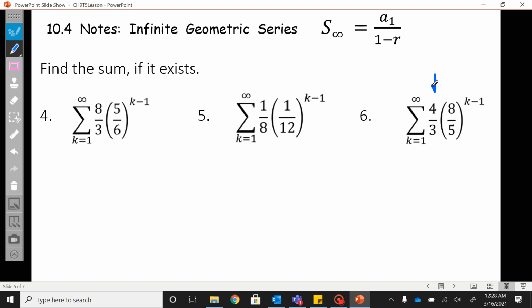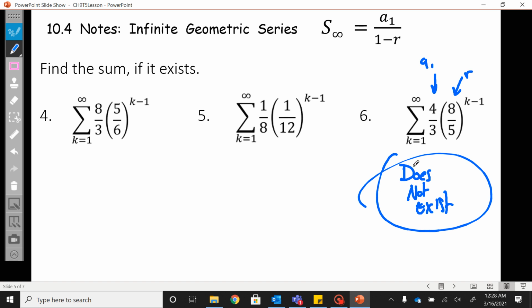And we look at number 6. This is the first term. This is the ratio. Well, 8 over 5, that is larger than 1. Okay, that's like 1.8 or 6. It's 1.6. Okay, so that sum does not exist. Okay, it goes to infinity. All right, that sum doesn't exist. It goes on to infinity.